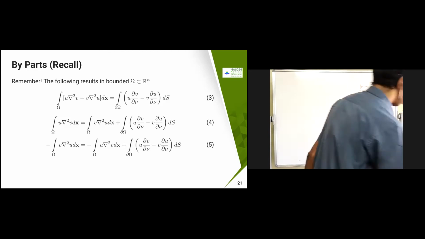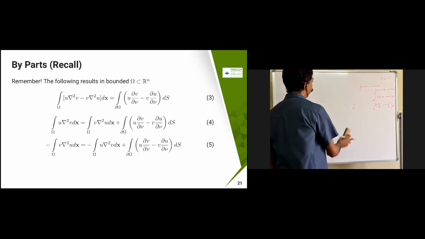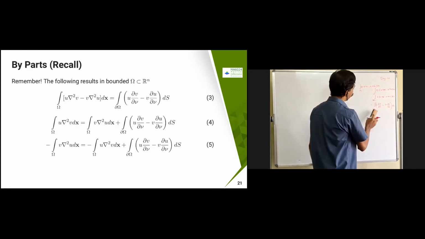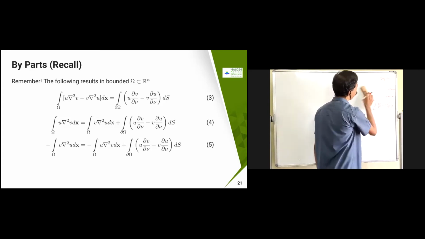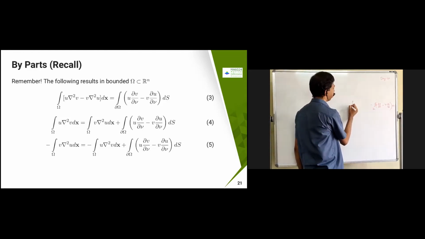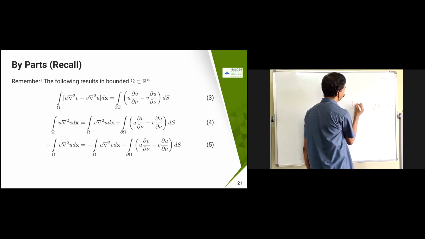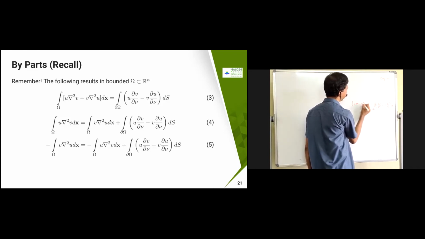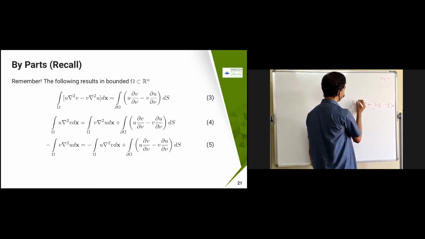So that means I have three identities. One is the integral over the boundary of omega of u dou v by dou nu minus v dou u by dou nu, which is nothing but the integral over omega of u del square v minus v del square u, dx. This is identity number one.